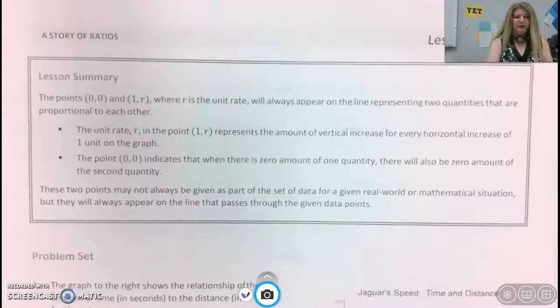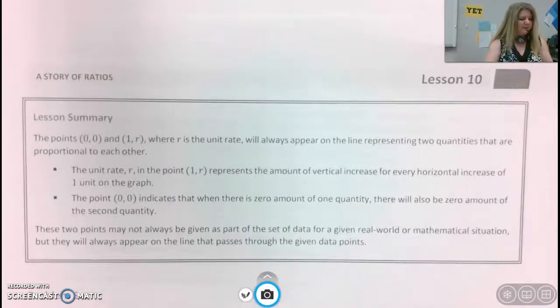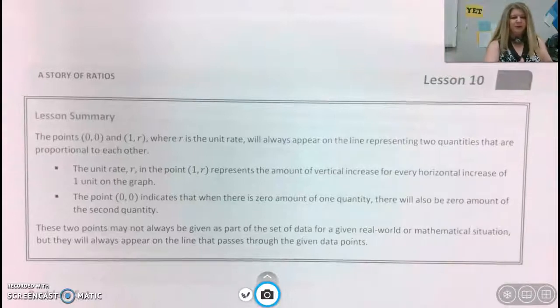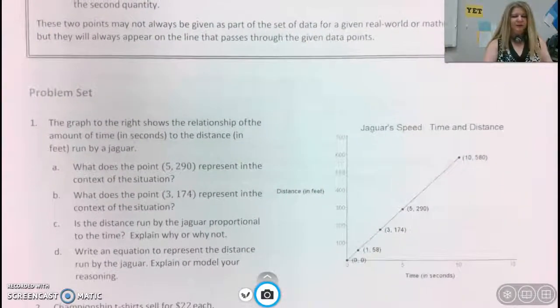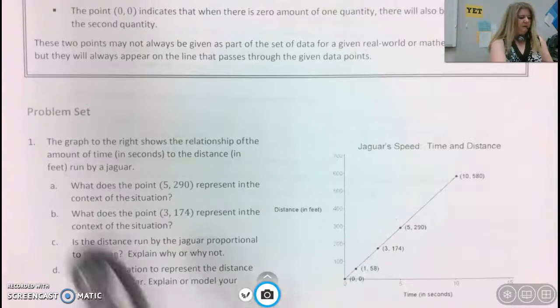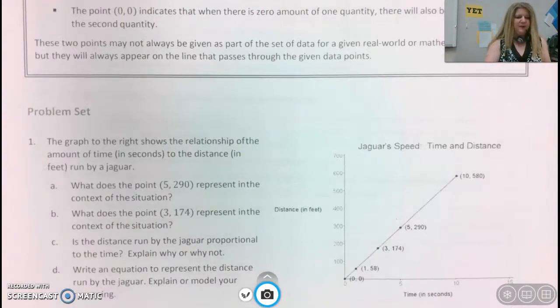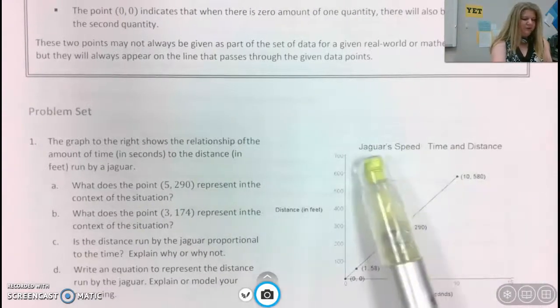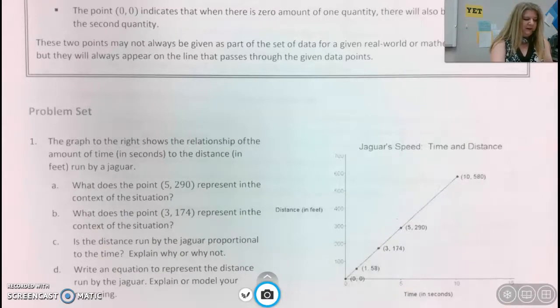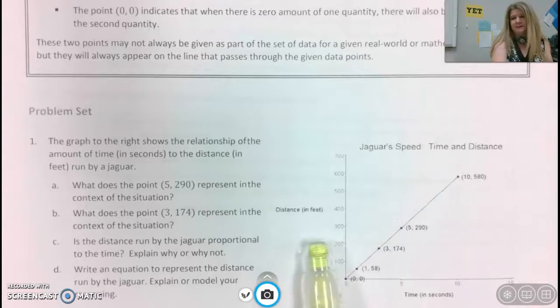So we have our Lesson 10 problem set. We have our lesson summary here, and we'll move right into the first question on our problem set. This is about a graph. We have the Jaguar speed, and time is in seconds and distance is in feet.